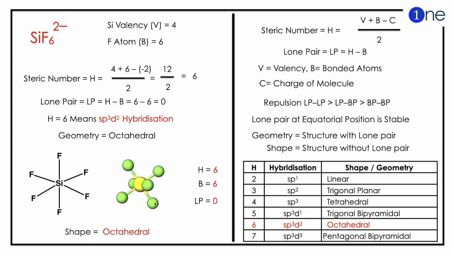So H equals 6 means sp3d2 hybridization, which is octahedral geometry. So you have octahedral, 6 fluorine atoms. So definitely the structure will be octahedral. So the shape of silicon hexafluoride dianion is octahedral.